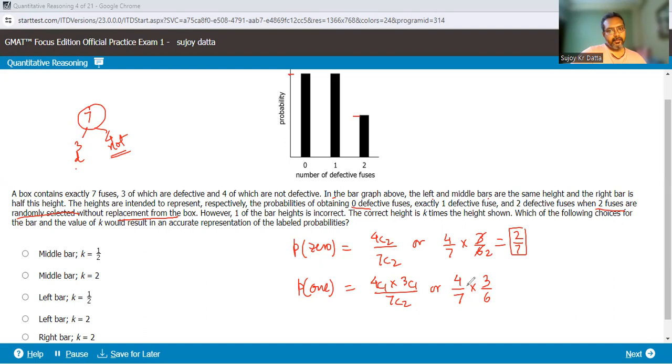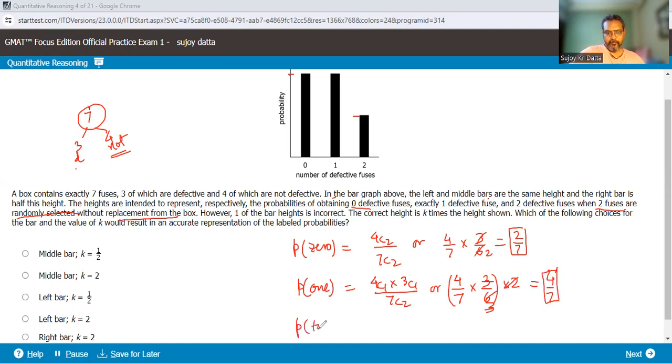Okay. But then here there is a problem. 4 over 7 times 3 over 6 is basically referring to the first one is not defective and the second one is defective. We must do the other way where the first one is defective and the second one is not. So we need to kind of double it. So whichever way you do it, the result is coming to 4 over 7.